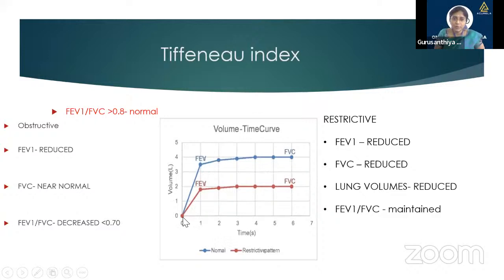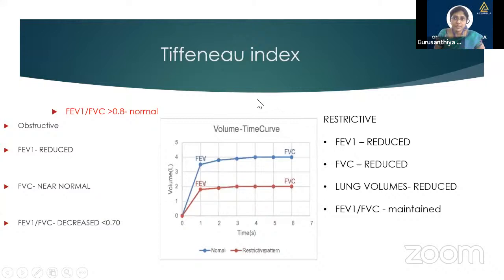There is a concomitant fall in FEV1 as well as FVC. Since numerator and denominator are both decreased, usually FEV1 by FVC is maintained, that is more than 0.7. In a restrictive disorder, all the lung volumes are decreased, say total lung capacity, residual volume, forced vital capacity, FEV1. All are reduced in case of restrictive pathology.